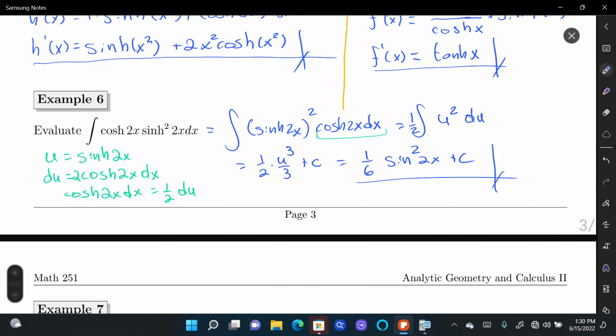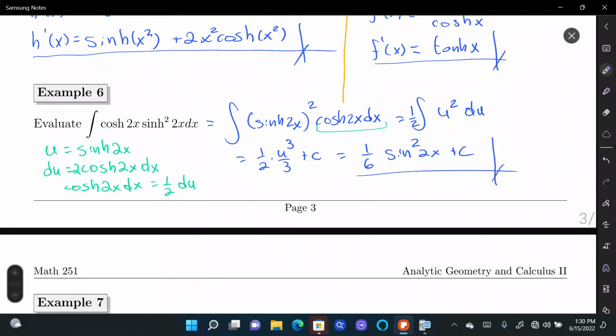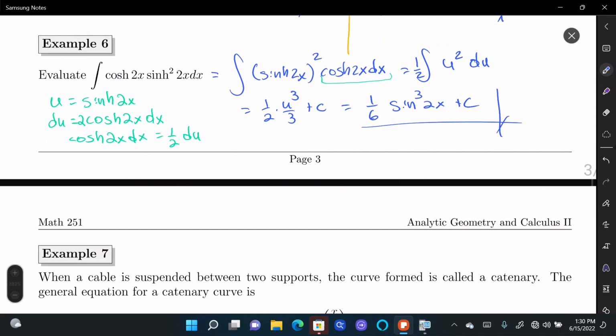Questions about this one? Is it 2 squared or... That's meant to be a 3. Yeah.